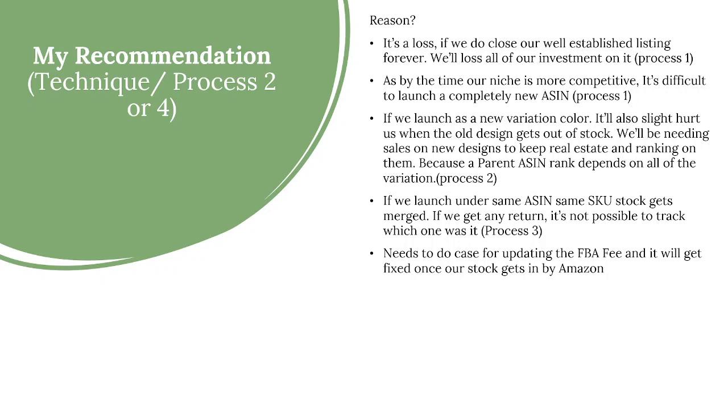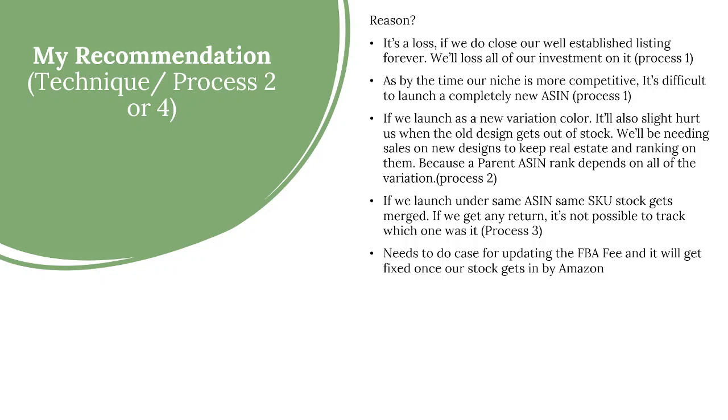And the next thing, if we talk about process 2, if we launch as a new variation color, it will also slightly hurt when the old design gets out of stock, because we need to close the listing, and we will need sales on the new design to keep real estate and ranking, because the parent and rank depend on all of the variations. If we launch under the same ASIN, same SKU, stock can be merged. And in the fourth process, we just need to do the case for updating the FBA fees and nothing else.